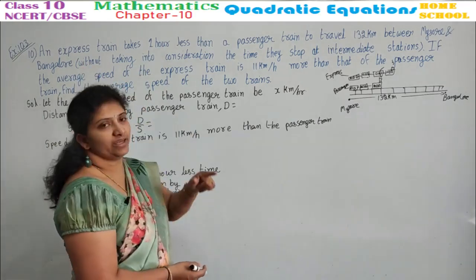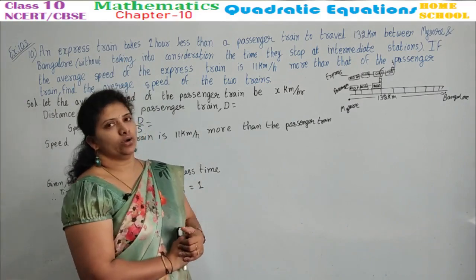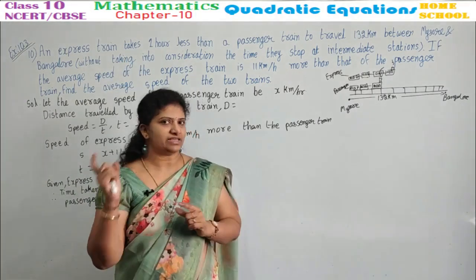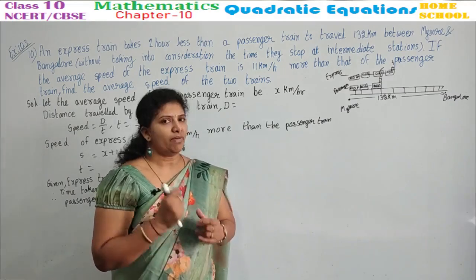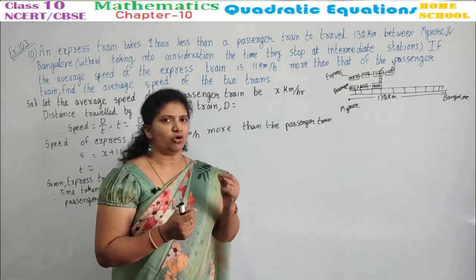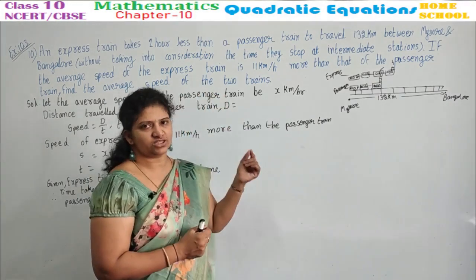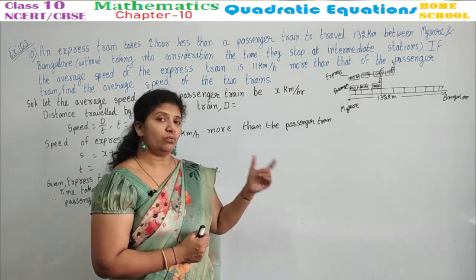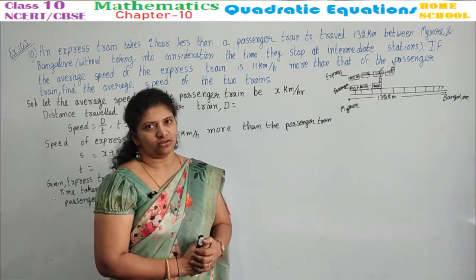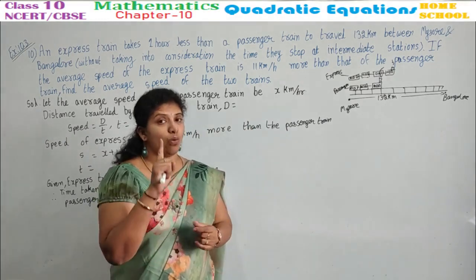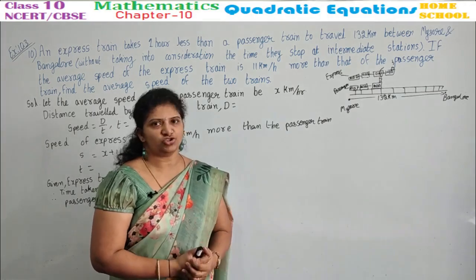An express train takes 1 hour less than the passenger train. Okay, let us consider two trains here. One is an express train and one is a passenger train. What do they do? The passenger train will stop at more places, and those intermediate stations they stop at, you don't consider. We are talking about the express train and the passenger train. The express train takes 1 hour less than the time taken by the passenger train.